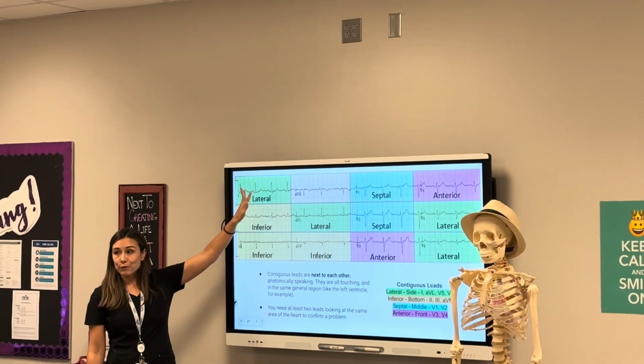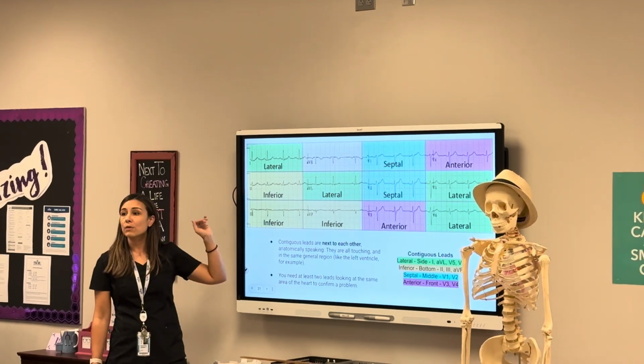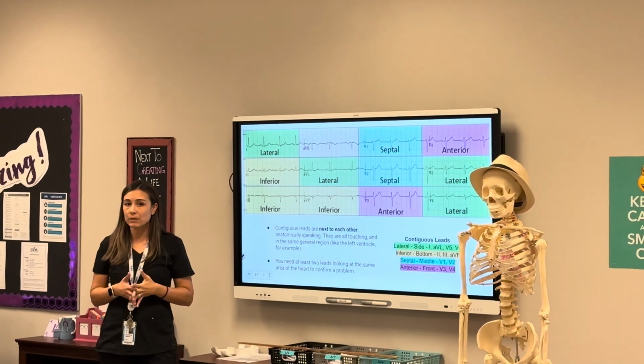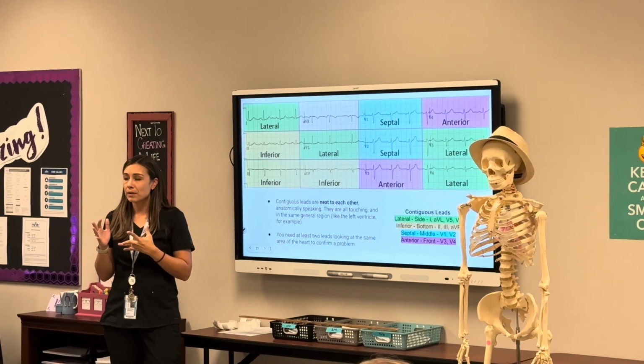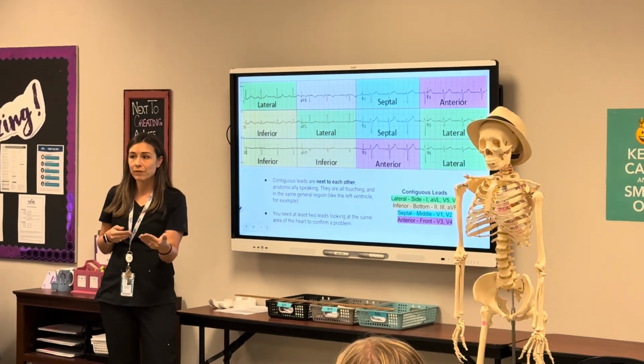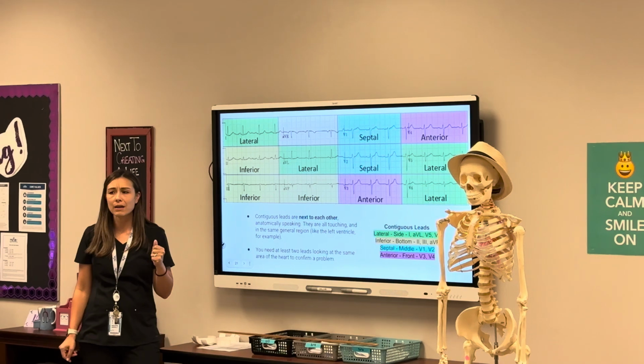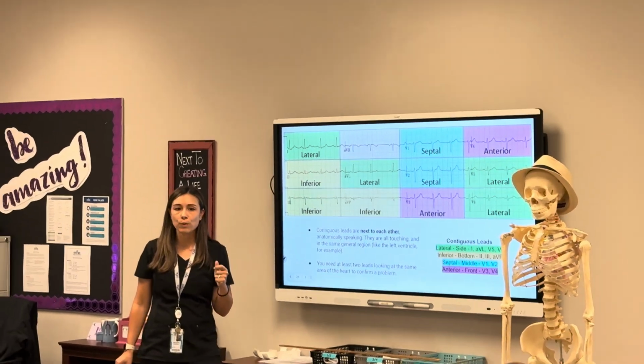1 is always a lateral view. 2 is an inferior view. 3 is an inferior view. We talked about all this, okay? You need to know your different viewpoints, what leads make what views. Okay, I think page 45, there should be a 12 lead that y'all can color.